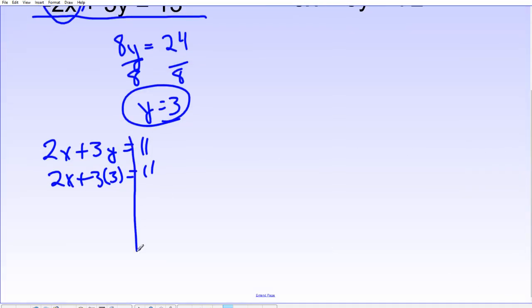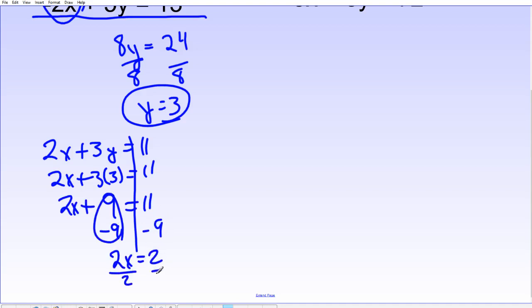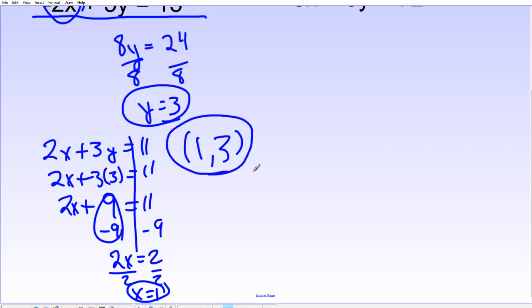And I'm going to start solving. So 3 times 3 is 9. 2x plus 9 equals 11. Get rid of the add and subtract first. So I subtract 9 on both sides. 2x equals 2. Divide by 2 on both sides. And x equals 1. So when my x value is 1 and my y value is 3, that is the solution to this system of equations.